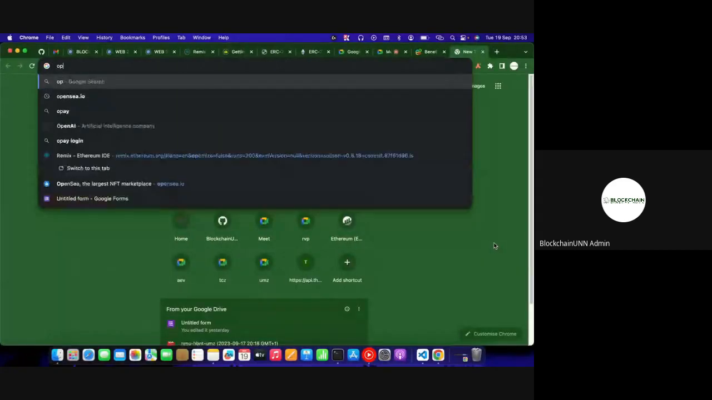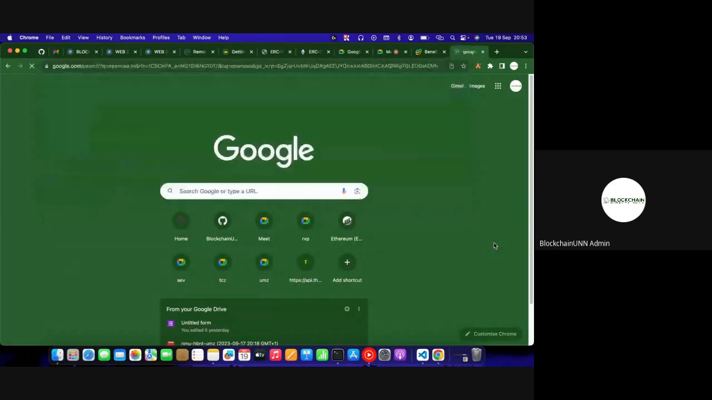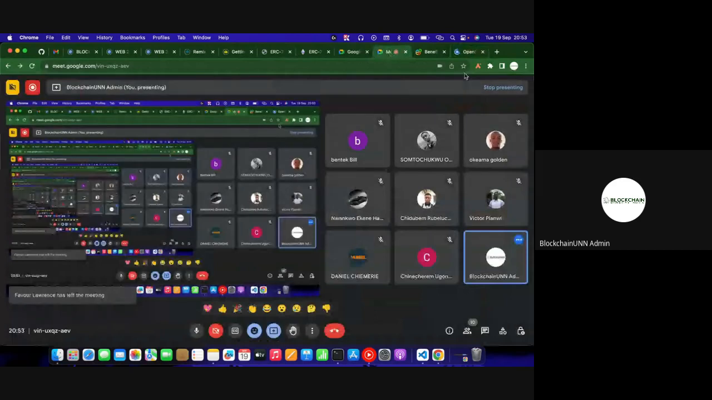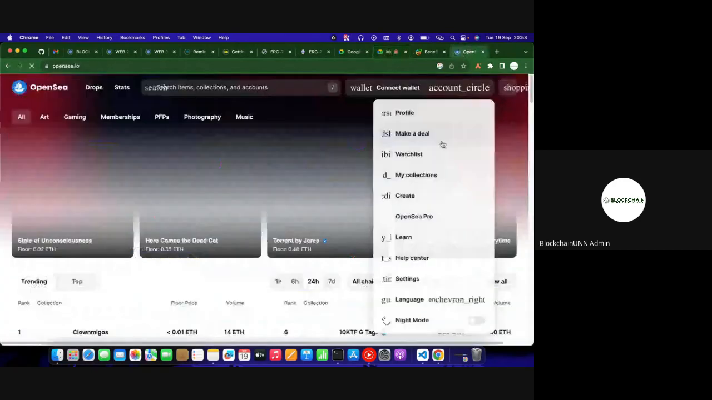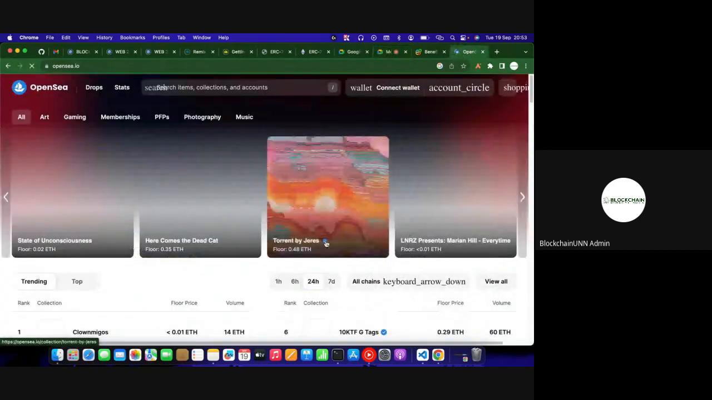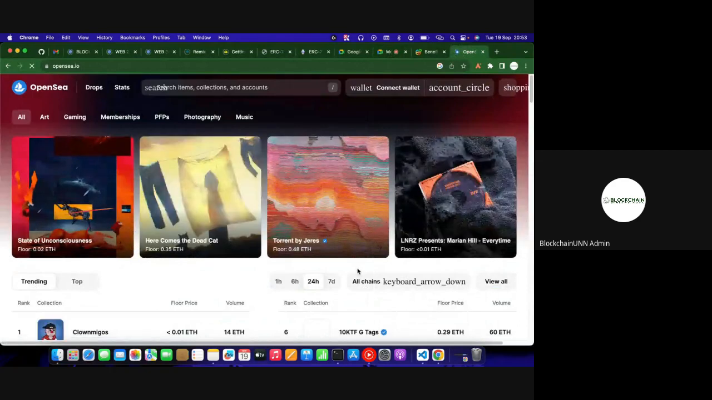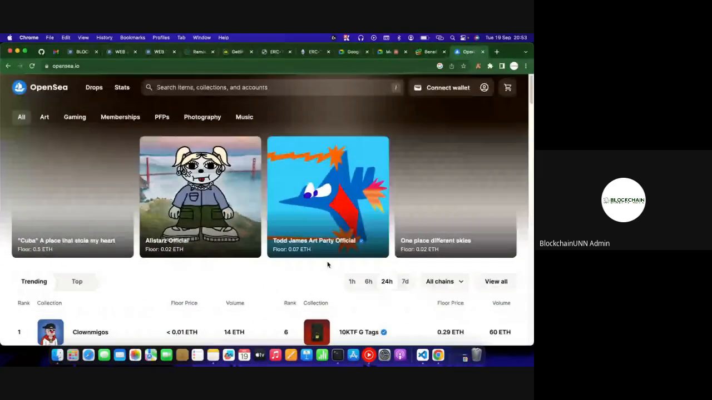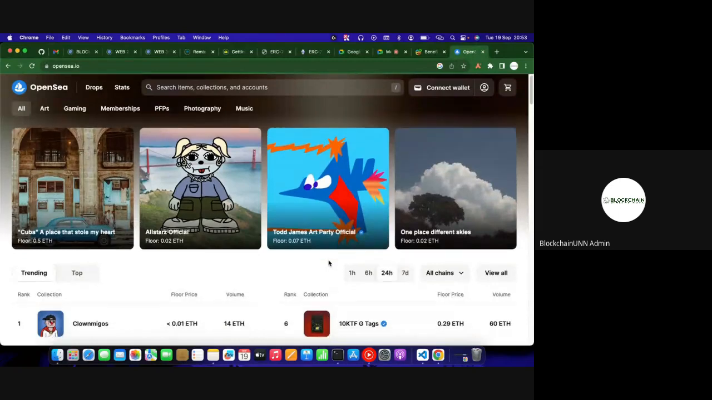We're just going to head to OpenSea.io, right? OpenSea is basically the largest NFT marketplace on Ethereum. We have other ones, I think we have Variable and many others, but OpenSea is currently the largest.